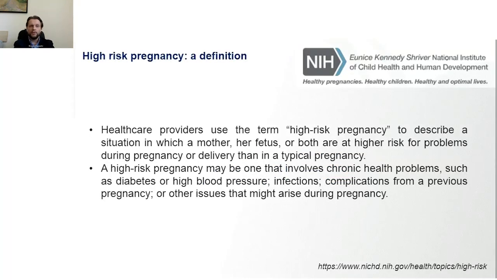Let's start from a definition of high-risk pregnancy. According to the Canadian National Institute, healthcare providers use the term high-risk pregnancy to describe a situation in which a mother, her fetus, or both are at higher risk for problems during pregnancy or delivery than in a typical pregnancy. A high-risk pregnancy may be one that involves chronic health problems such as diabetes or high blood pressure, infections, complications from a previous pregnancy, and all the issues that might arise during pregnancy.